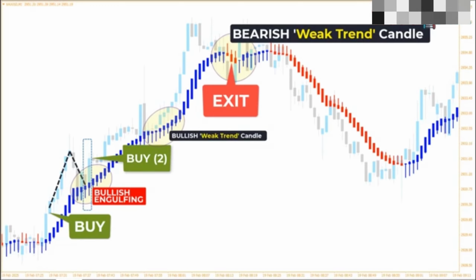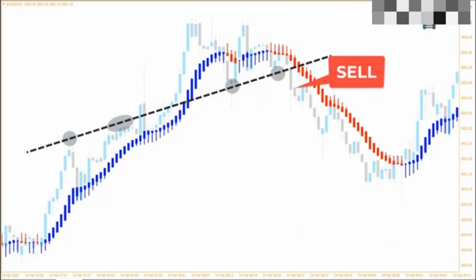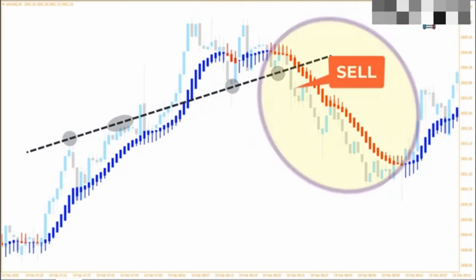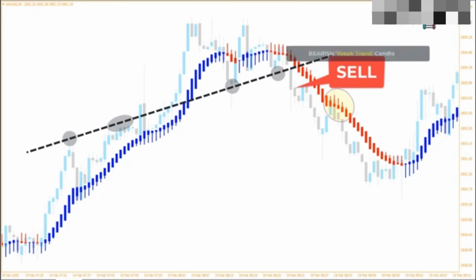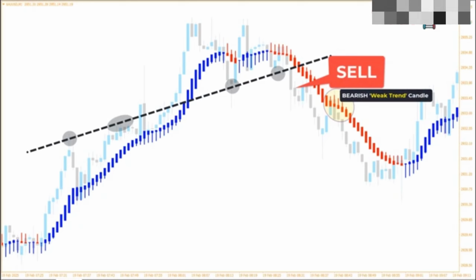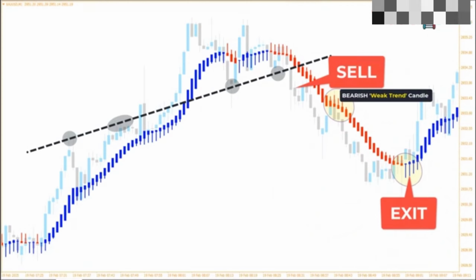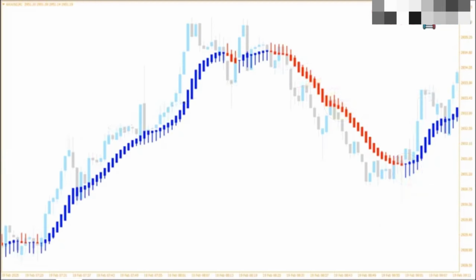Similarly, after you enter a sell trade and price starts to decline, it may briefly move up again. But if a bearish weak trend candle forms, you know that the bearish trend is still in place, so there's no reason to exit yet. The right time to exit would be here, when a clear bullish candle forms, signaling a potential reversal.